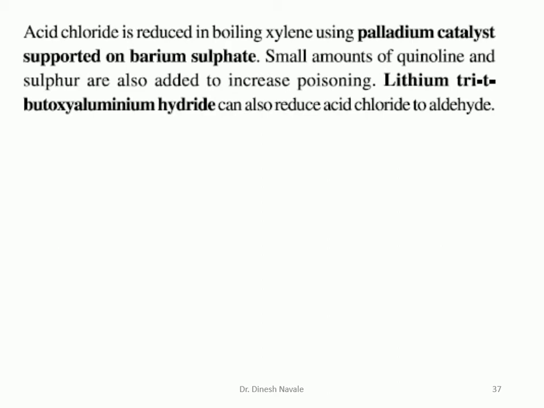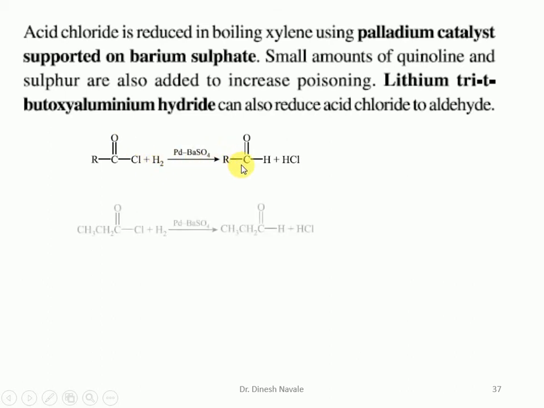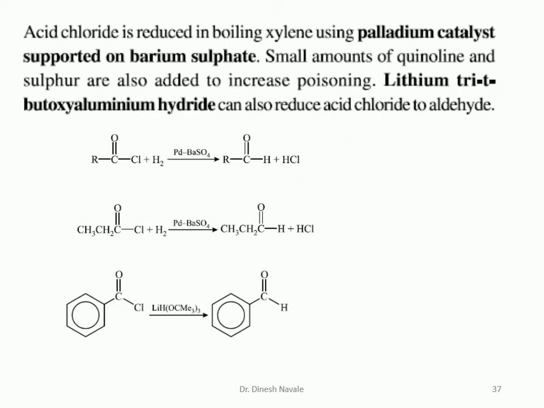Now acid chloride is going to react with palladium catalyst, which is supported on barium sulfate, in presence of hydrogen, and will give the formation of the corresponding aldehyde. So this is the simple acid halide, H2, Pd/BaSO4 will give the aldehyde. The second example is what? Propionyl chloride will give the propanaldehyde. Benzoyl chloride will give the benzaldehyde.